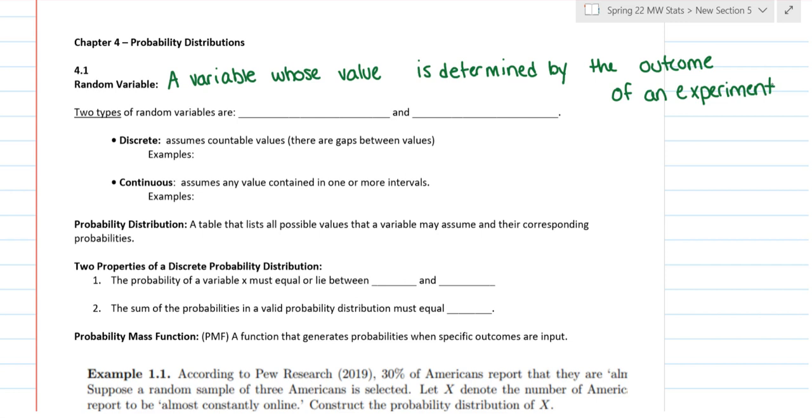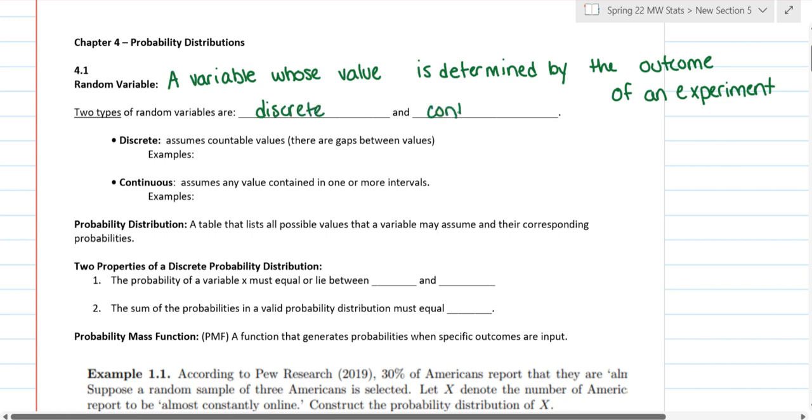We have two types of variables, discrete and continuous. This is calling back to Chapter 1. When I look at the homework, there's really just one question. Discrete is just going to be countable values, so there's gaps in between the values, and you're going to see the word number a lot of times.